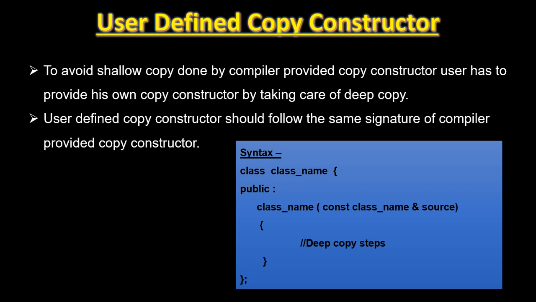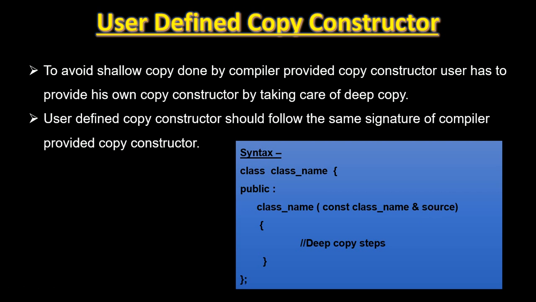We have also seen that the syntax of the user defined copy constructor should match exactly the signature of the compiler provided copy constructor. So what is that signature? It is class name, const, class name, reference: the source object from which we are going to copy the contents to the target object. Why have we taken const here? Because we always want to make the source object read only.